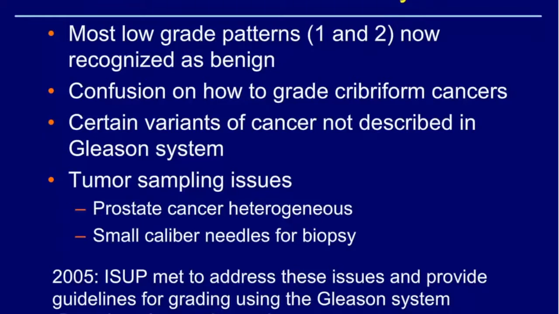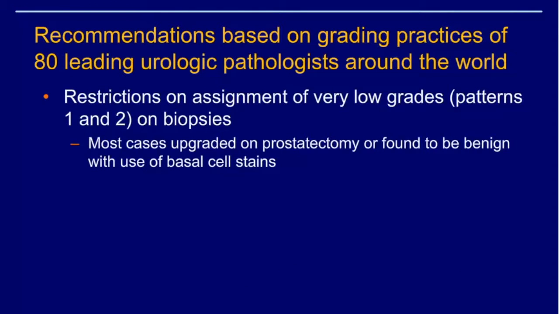so they may not hit the highest grade component in there. So in 2005, the International Society of Urologic Pathologists, of which I'm a member, met to address these issues and provide some guidelines for pathologists for grading using the Gleason system. It's been thought that we met and completely changed everything about grading at that time and redefined a new type of Gleason grading system, and that's really not true. What we were doing is refining the Gleason system based on data and based on experience.